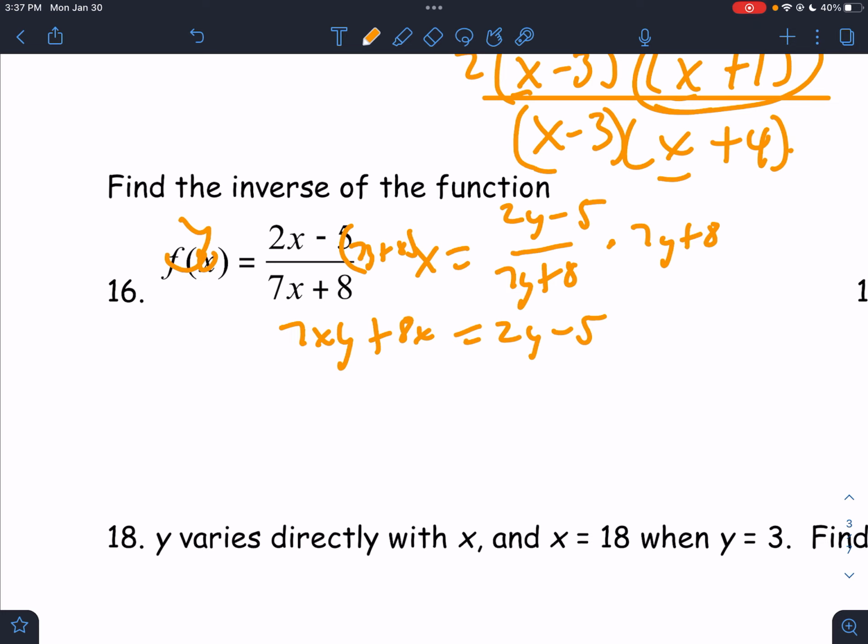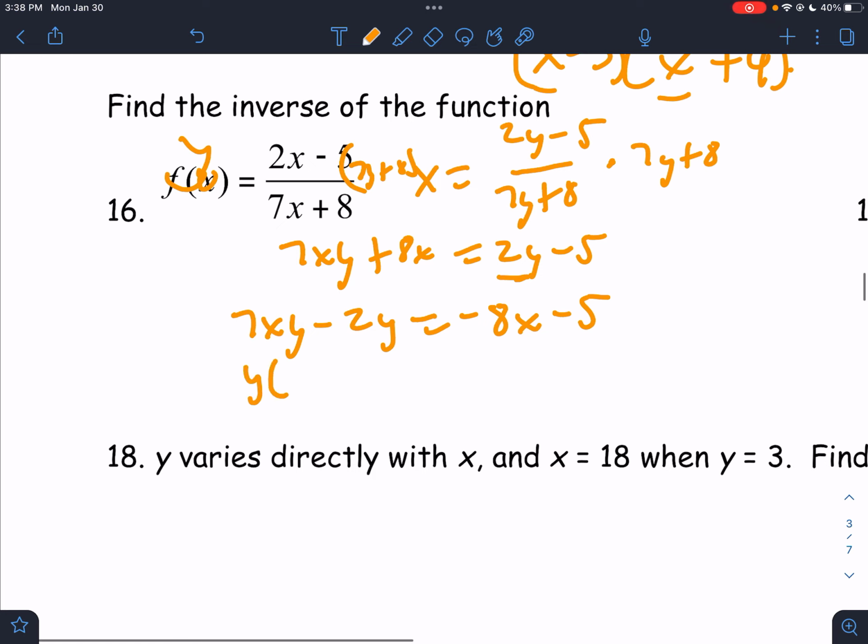We got everything with the x on one side and everything without the x on the other. Similar idea, but we want the y's to be together. So I want 2y to go to the left. So 7xy minus 2y. And I'm going to move the 8x to the other side. That'll be negative 8x minus 5. I do that so that I can factor out the y. If I pull this y out, I have 7x minus 2.